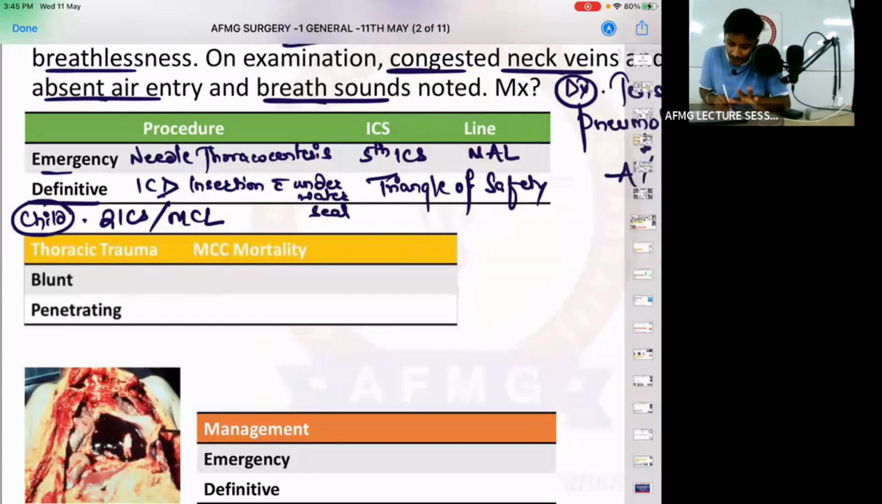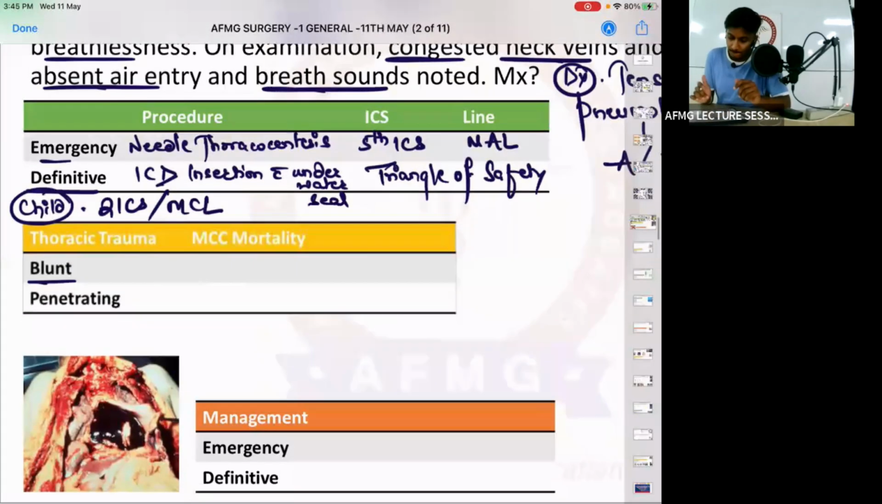Most common cause of mortality in blunt thoracic trauma. Most common cause, अरे thorax रे, spleen तुम्हारा क्या होता है? Most common cause of death or mortality in blunt thoracic trauma. Very good. It is the tracheobronchial rupture.